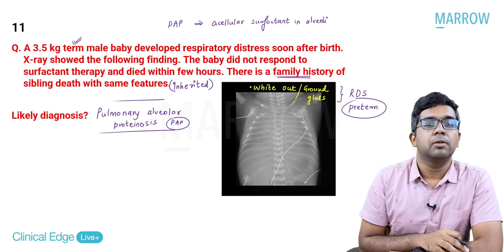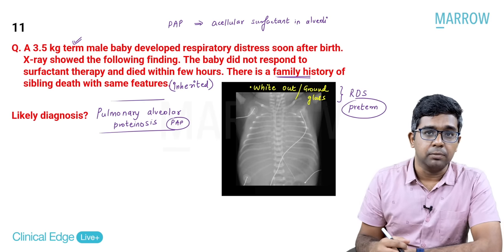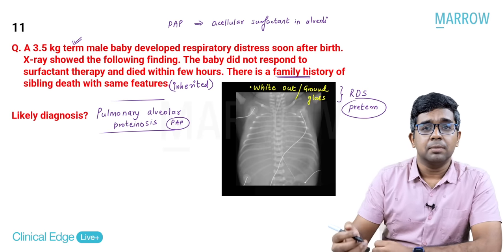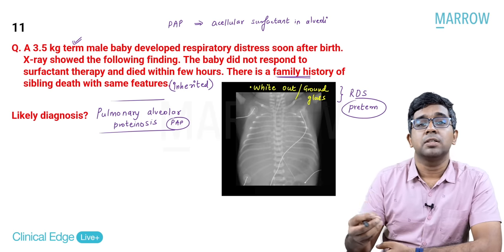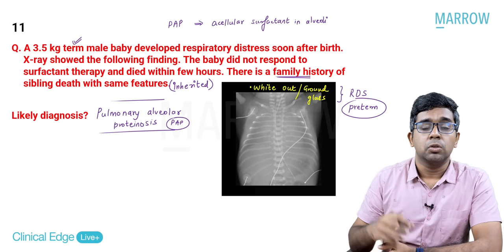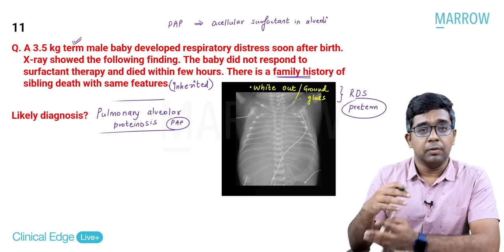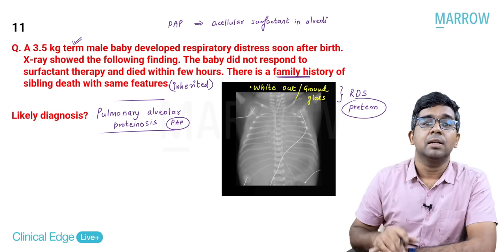Now, what happens in pulmonary alveolar proteinosis? Either there is a mutation in the surfactant protein, so it is not removed by the macrophages, or there is something called a GM-CSF receptor protein defect, which makes the macrophages very ineffective. So in all these situations, what happens? The old surfactant is not removed from the alveoli and stays inside the alveoli like that.